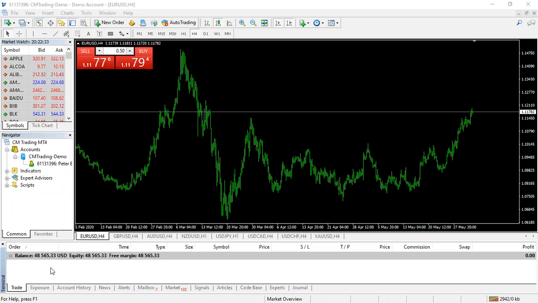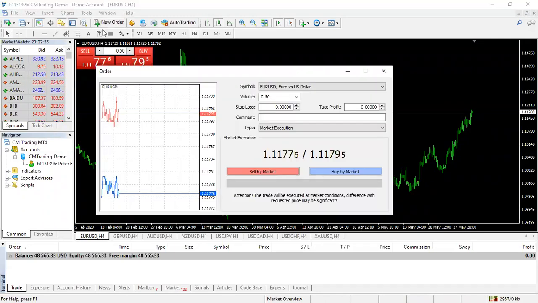You need to have a percentage. Don't risk more than 2%. So how do you calculate that 2%? How do you key in your volumes? The first thing is, when you go to a new order or start opening a new trade, this new order is where you key in your volume.